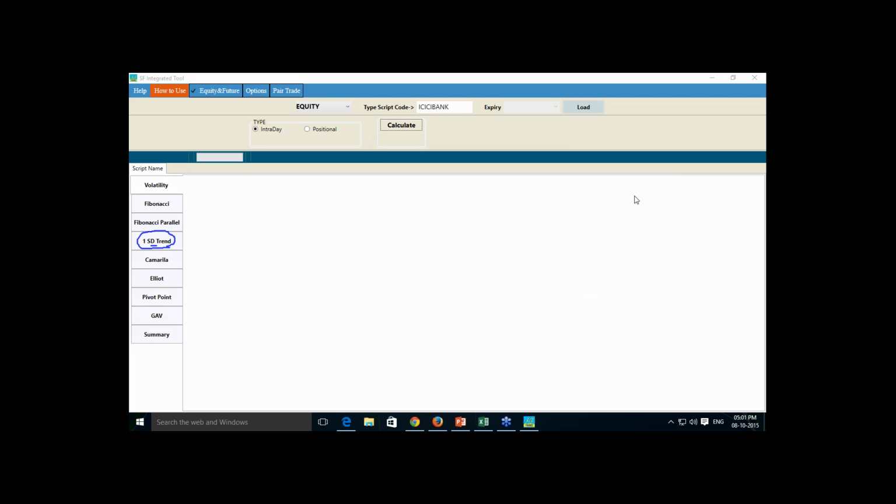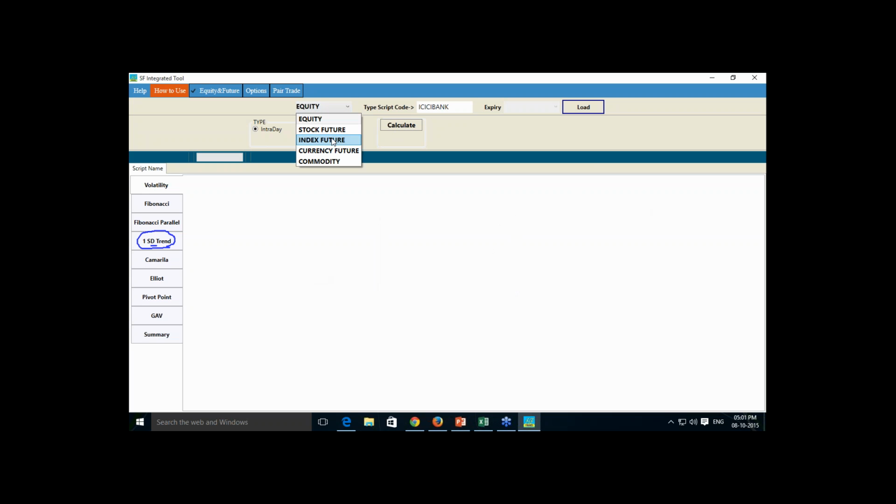So if you are utilizing this tool, then please update it. Once you open the software, it will ask for an update. Please update it so that it will come. It will give you the intraday as well as positional, both things you will be able to do.